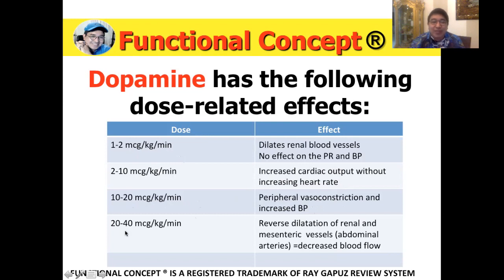And at a level 20 to 40 microgram per kilogram per minute, there's going to be a reverse dilatation of renal and mesenteric blood vessels. When we say mesenteric blood vessels, these are the blood vessels in your abdomen. Talk about the abdominal arteries. In essence, this could potentially lead to decreased blood flow.